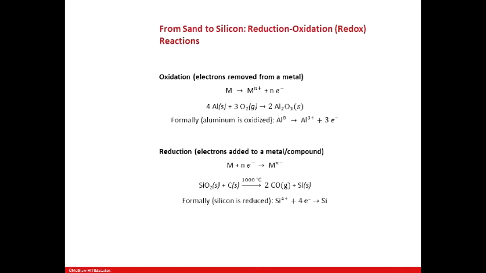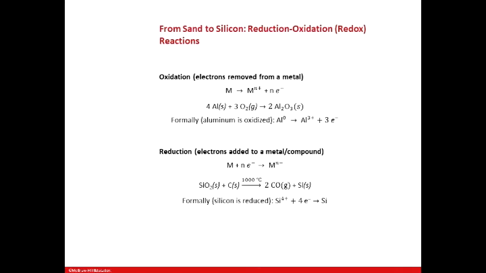This is used to make the crude metal that's further refined to make the hyperpure metal in your cell phones. Okay? All right? That's what we have happening here.